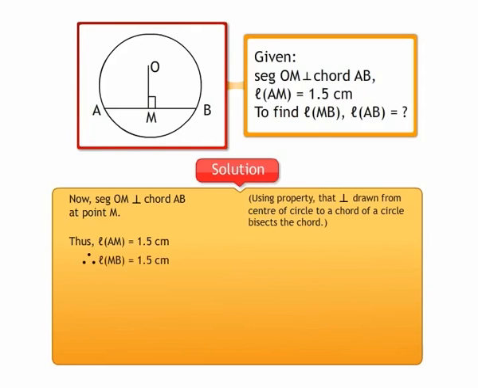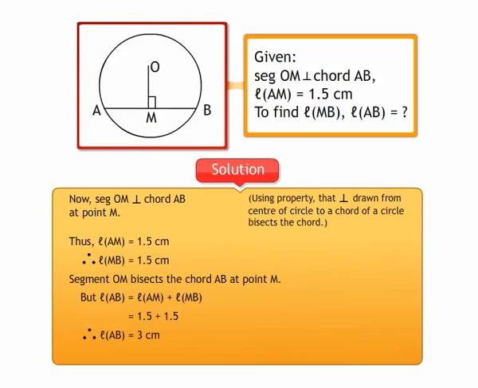Segment OM bisects the chord AB at point M. But length of AB is equal to length of AM plus length of MB, which is equal to 1.5 plus 1.5. Therefore, length of AB is equal to 3 centimeters. Answer. Length of segment MB is equal to 1.5 centimeters and length of segment AB is equal to 3 centimeters.